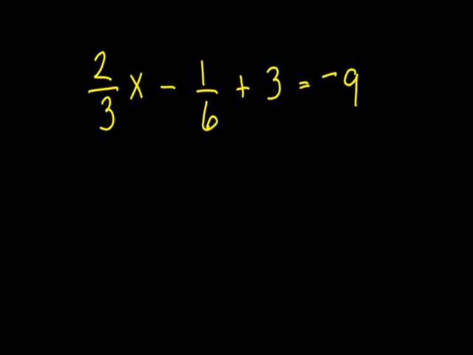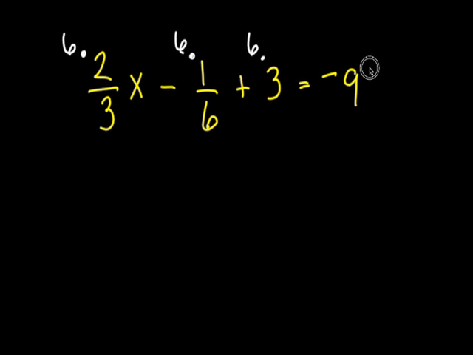Okay, third problem. So 2/3 x minus 1/6 plus 3 equals negative 9. Well, I do have fractions, so I have to get rid of the 3 here and the 6 here, and there won't be fractions anymore. So we know that we multiply by a number that both 3 and 6 go into, which in this case is 6. So I'm going to multiply every term by 6.